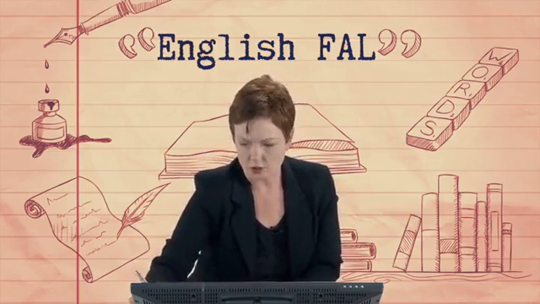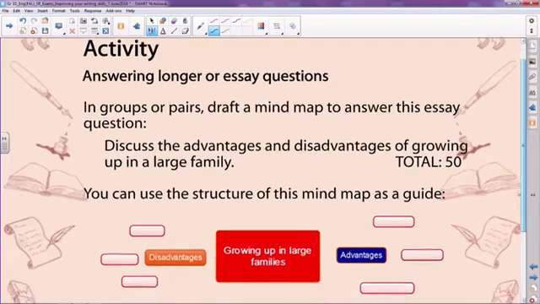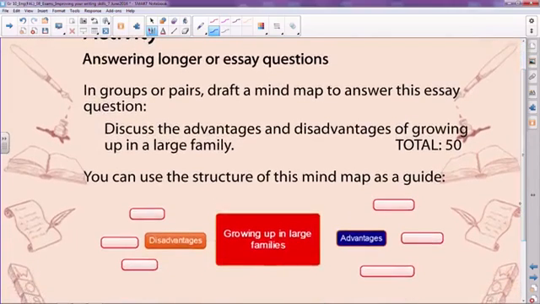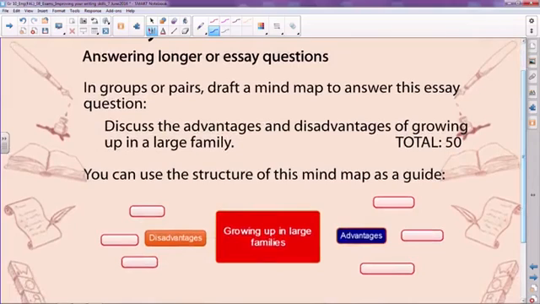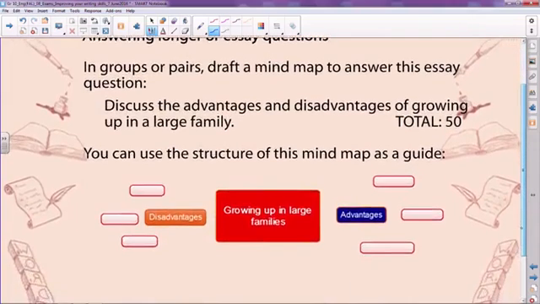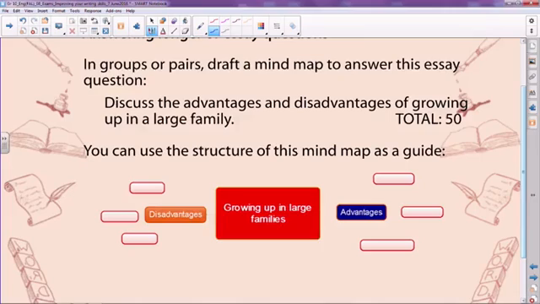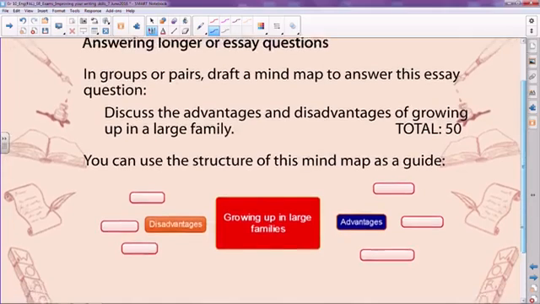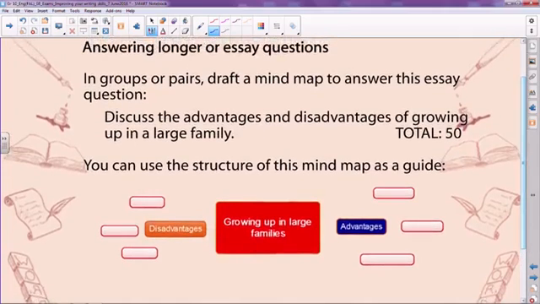So let's answer a longer essay question. And we're going to start by planning. And I've set out for us to plan using a mind map, but if there's another way that you want to plan or another planning tool that you want to use, feel free. So this is the question. Discuss the advantages and disadvantages of growing up in a large family. So some of you may have experience of this, some may not. So you can share your ideas.